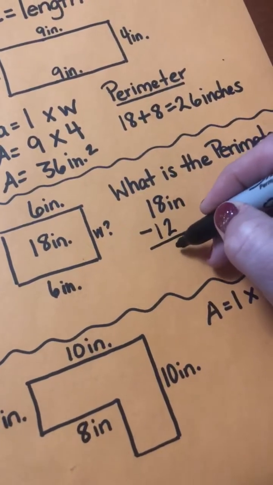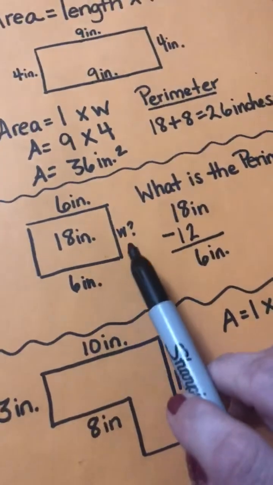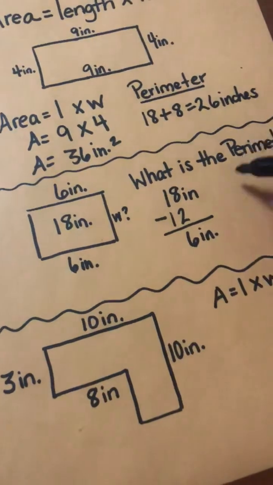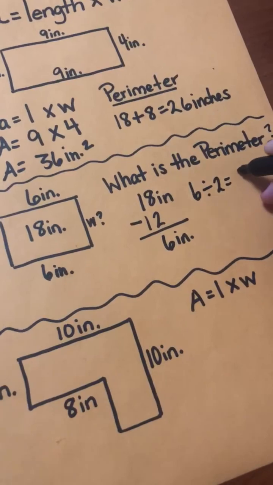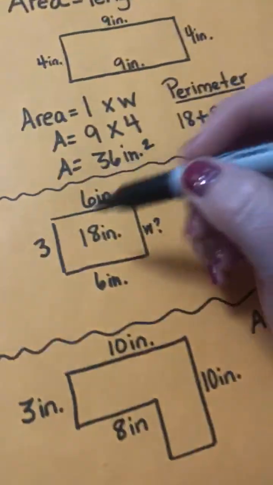So we would have 6 inches left, but we have two sides that this 6 inches would have to be split evenly between. So 6 divided by 2 is 3 inches. So then now we know this is 3 inches.